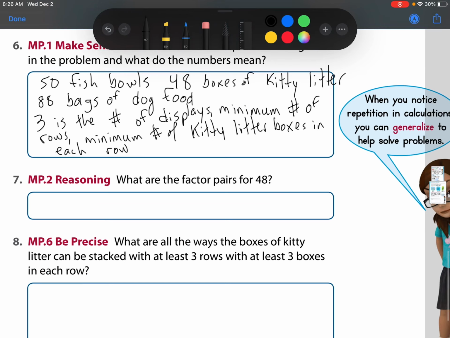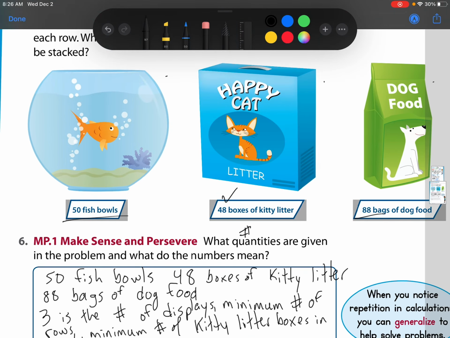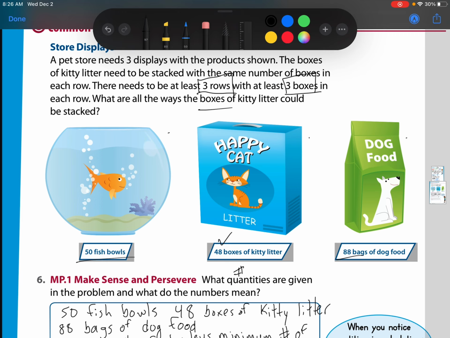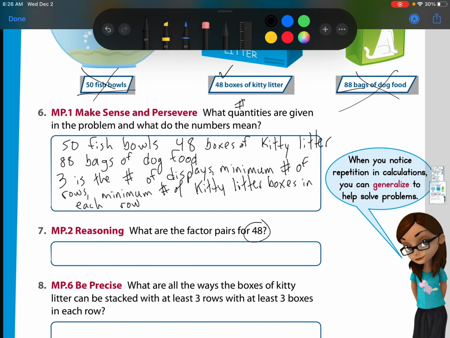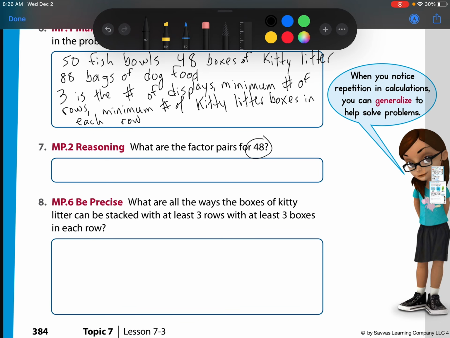So now that I have that, I can figure this out. So now we're going to find what are factor pairs of 48. And why 48? Well, because remember, it's asking us about the kitty litter, and it wasn't asking about any of these others. So we want the factor pairs of 48. So remember, we start at number 1. 1 times what equals 48? Well, that's 48.